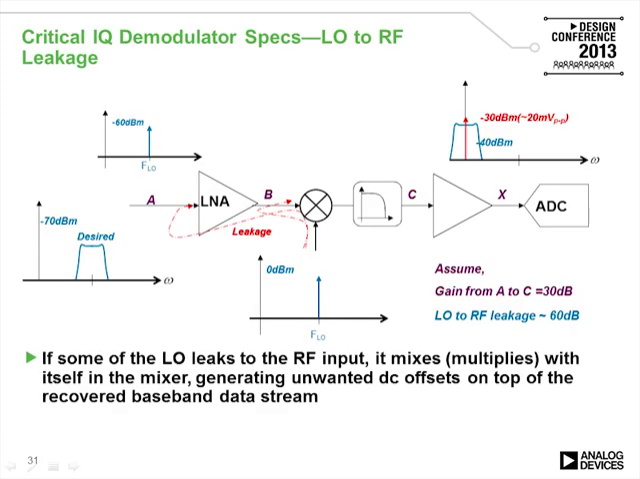Here we can see some very critical IQ demodulator specs, which is the LO to RF leakage. Here we have our LNA going through to our DMOD, and so for example, this could be at 2.4 if we're trying to demodulate something around 2.4, and we could have some of this coming through and getting all the way through to the ADC. If LO leaks into the RF input or the LNA, it mixes or multiplies with itself in the mixer, generating DC offsets on top of what's actually recovered in the baseband data stream.